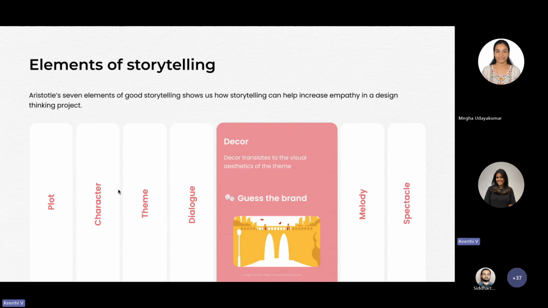Coming to decor. Decor is everything that a user is visually experiencing. It's all the aesthetics, and just by experiencing what they are seeing, just by the colors or the formations or the physical structure of it, will remind us of what the brand is trying to convey to us, right? So here also we have a very interesting activity. So this is an image. And everyone just has to guess what is that brand that comes into your mind just by seeing this image. You can put your answers in the chat box.